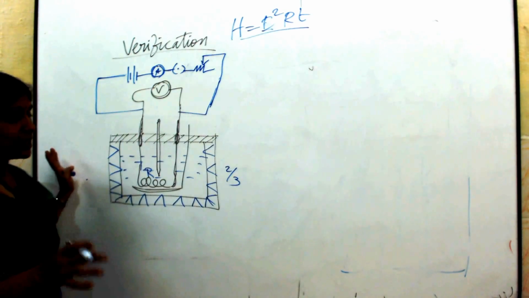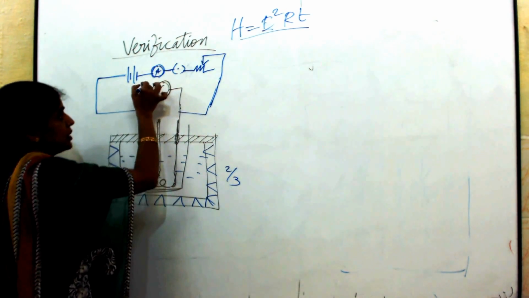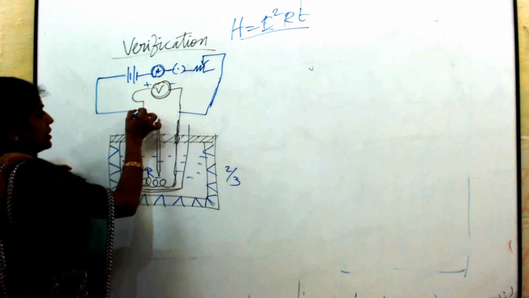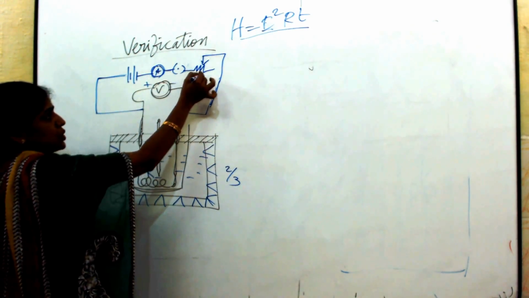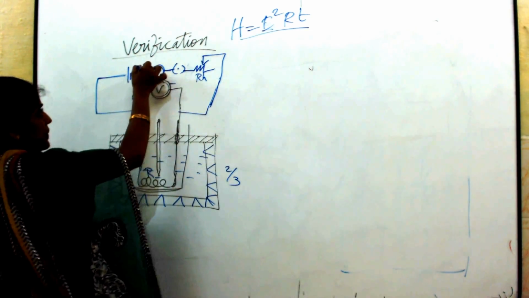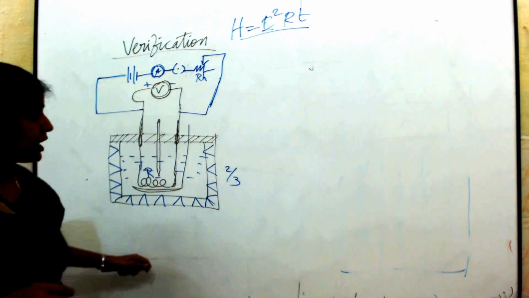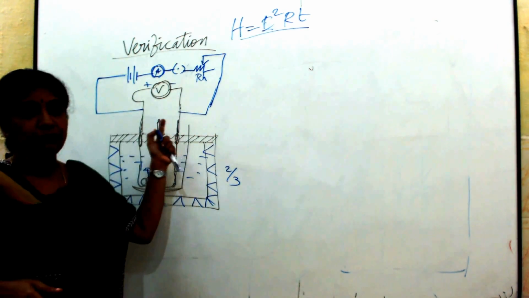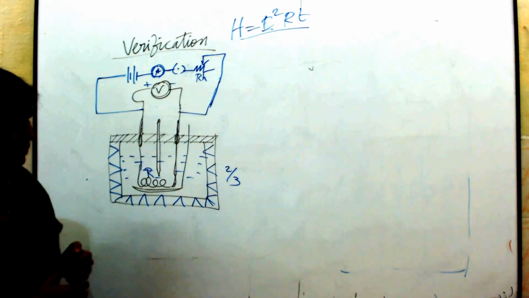This is your experimental arrangement, and here the resistance R is connected to a voltmeter. In the external circuit, the resistance R is connected to a battery, ammeter, and a rheostat in series. Here we are using the ammeter to measure the amount of current flowing in the circuit. This is your experimental arrangement of Joule's calorimeter, and now we are going to verify Joule's law of heating by a simple experiment.